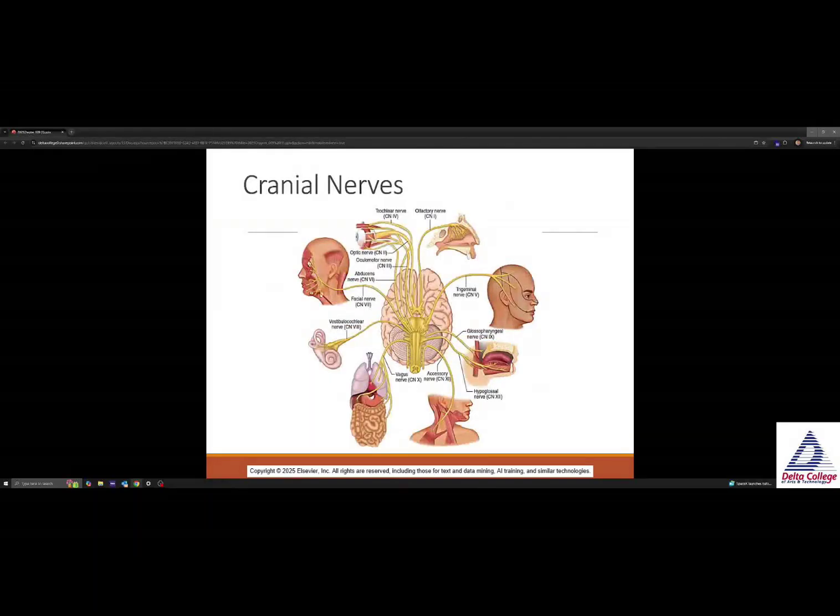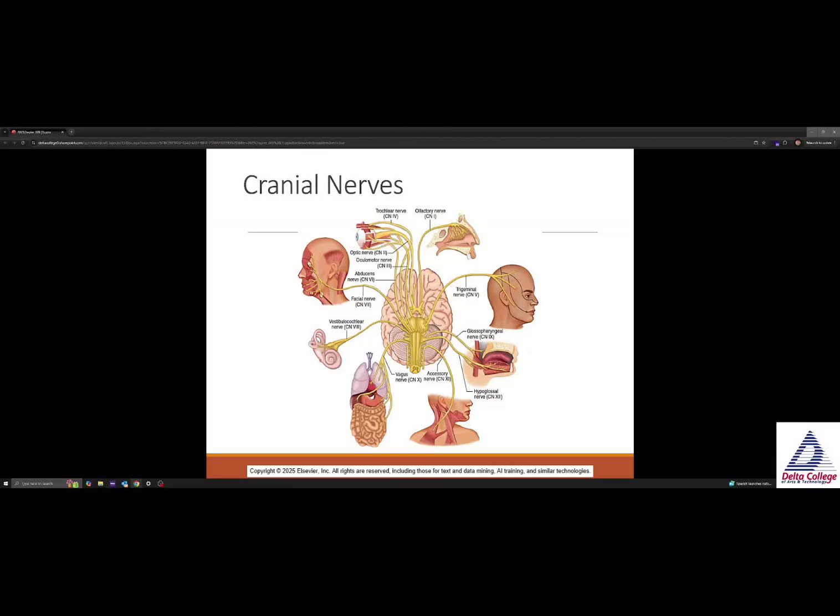Now, these are the cranial nerves that are at the base of the brain. You do not have to know every single one of them right now, but you will have to, in the nursing program, learn these. So there are 12 pairs of cranial nerves. If you look in the middle and go up to the right, you'll see CN1, or olfactory nerve. That is the nerve that gives us the sense of smell.